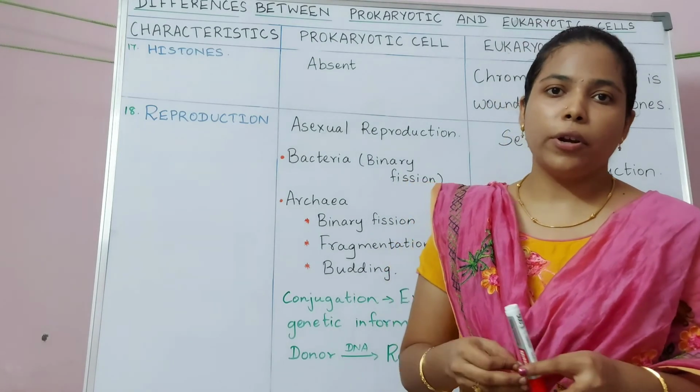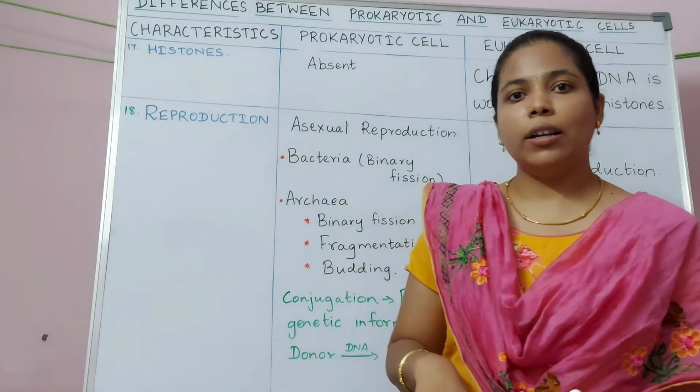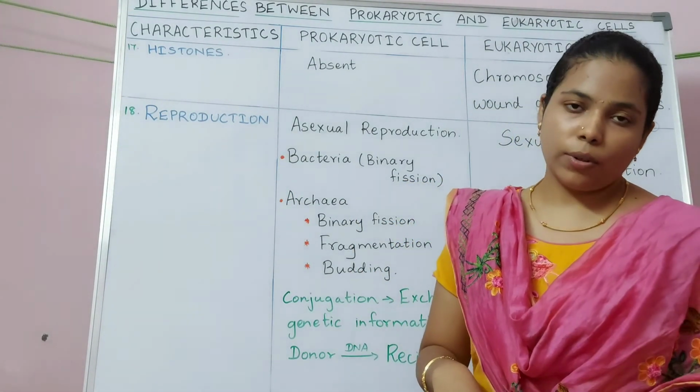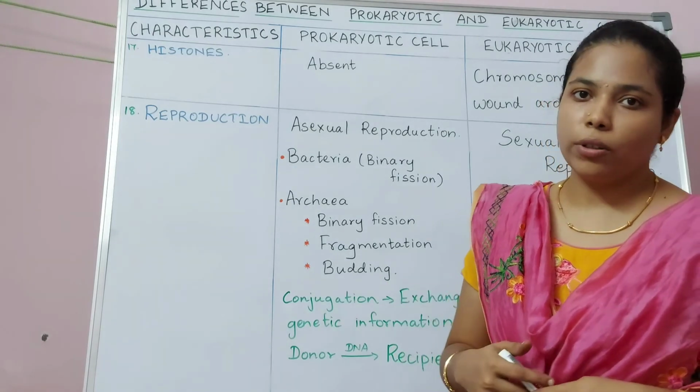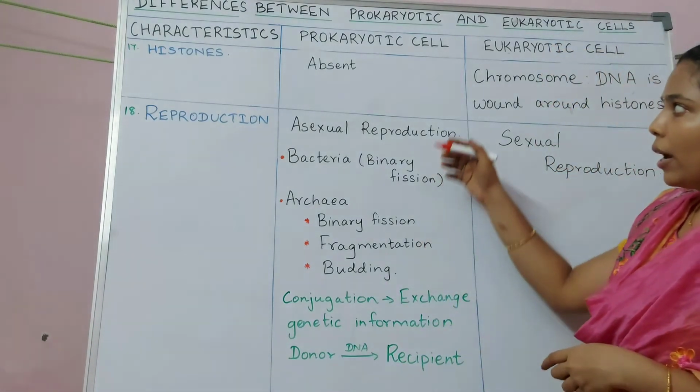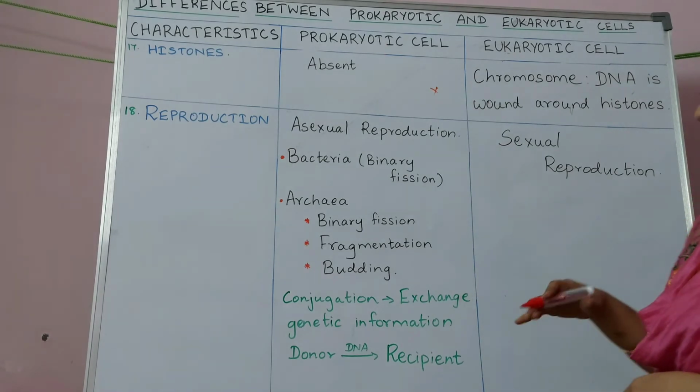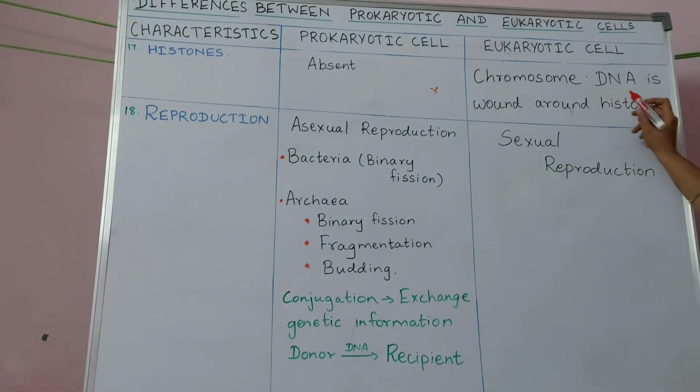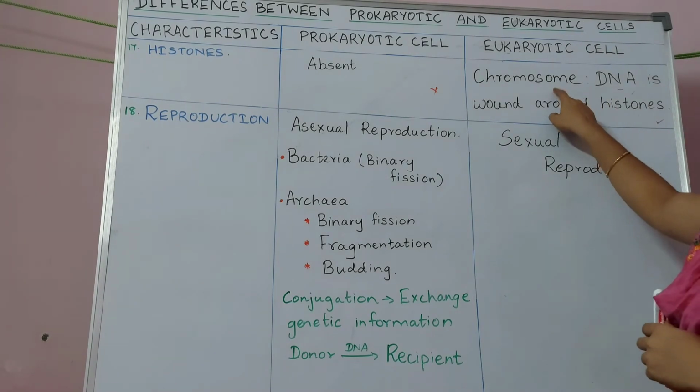And the 17th point is about histones. Histones are proteins that are present in the nucleus which give structural support to the chromosome. Histones are absent in case of prokaryotes, but they are present in case of eukaryotes. The DNA is wound around the histone in such a way that they help in the formation of chromosome structure.